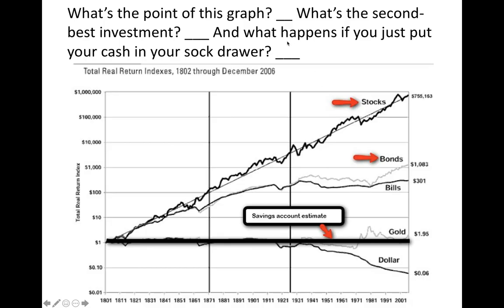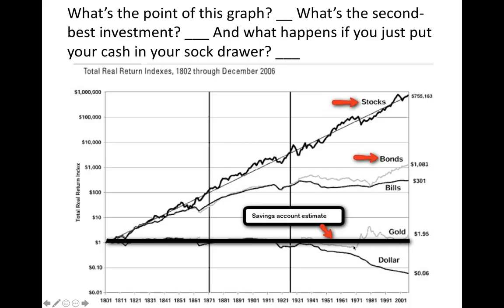What's the point of this graph? This goes all the way back to 1800. It's about 200 years back to when Thomas Jefferson was president. And what's the best investment? Stocks. $1 back in 1800, if you'd invested it in the stock market, would be $800,000 today. Bonds are the second best investment. Here are your T-bills, your short, safe federal government bonds. All right. There's gold. You would have doubled your money.